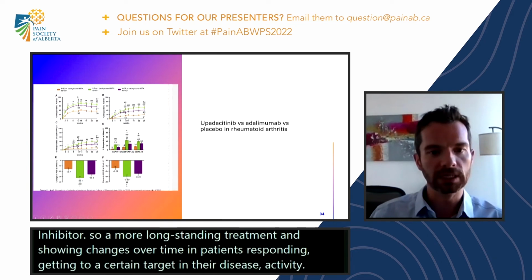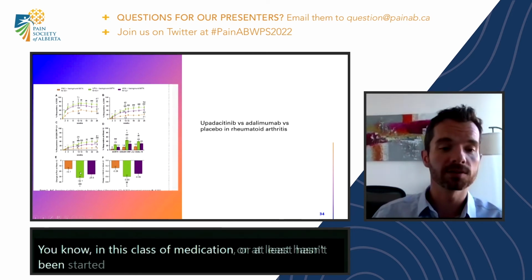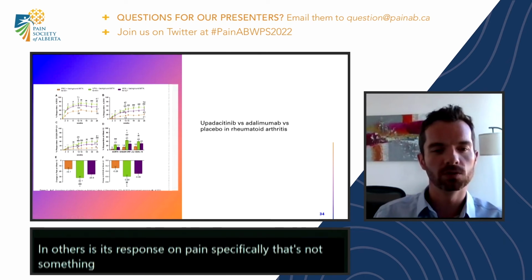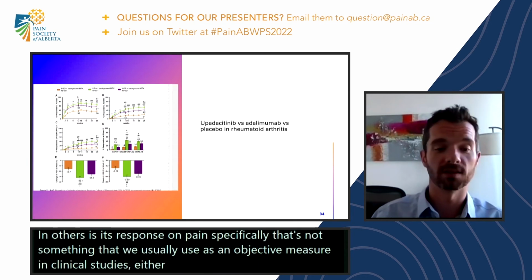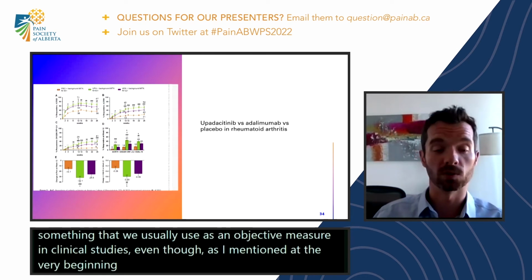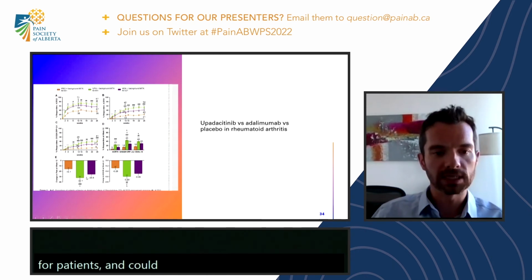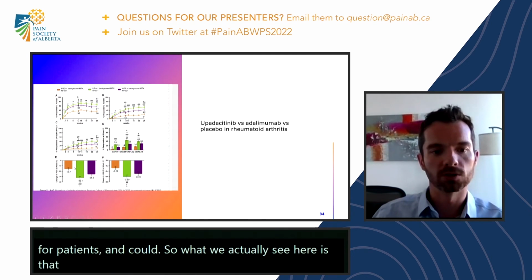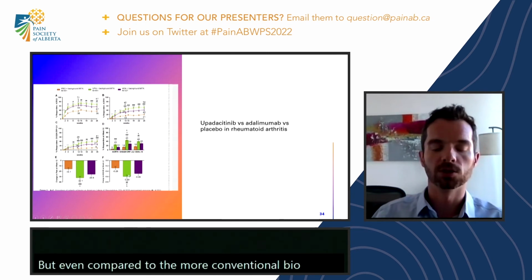But what's a bit unique in this class of medication, or at least hasn't been studied in others, is its response on pain specifically. And that's not something that we usually use as an objective measure in clinical studies, even though, as I mentioned at the very beginning, pain is one of the most important factors for patients and clinicians. So what we actually see here is that the JAK inhibitor compared to placebo, but even compared to the more conventional biologic therapy, shows a difference.